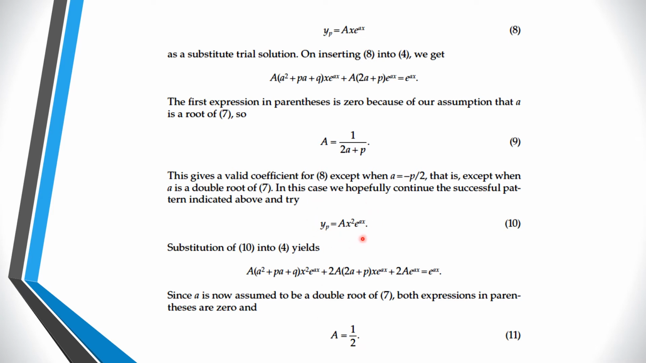Now why has this happened, why do you have to choose yp to be x times or x square times? Basically this a is a solution of your homogeneous second order linear differential equation.